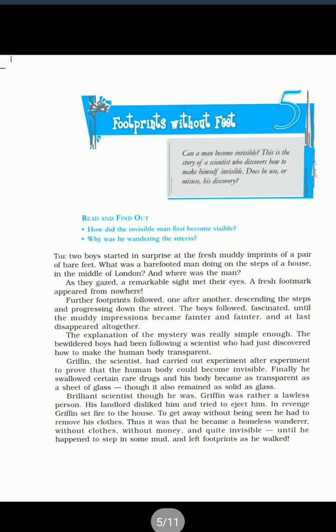Griffin was a great scientist. He carried out many experiments to prove that human body could become invisible. In the end, he swallowed some rare drugs and his body became transparent. He was a lawless person, means he was not obeying law.